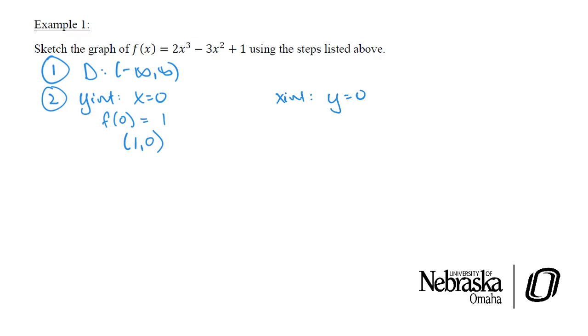If we plug 0 in for y, we have 0 equals 2x cubed minus 3x squared plus 1. Now, this is not necessarily easy to find, so I'm going to leave it. Again, our instructions said if it's not difficult to find, we can definitely graph this pretty well without the x-intercept, so let's leave that part.